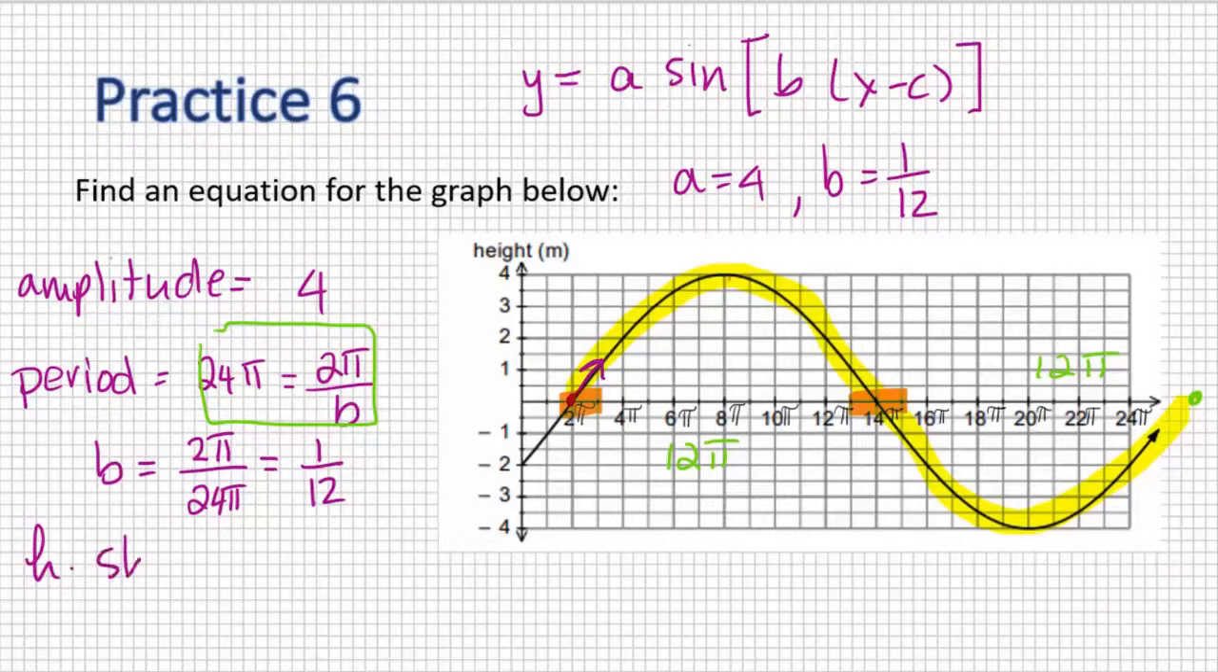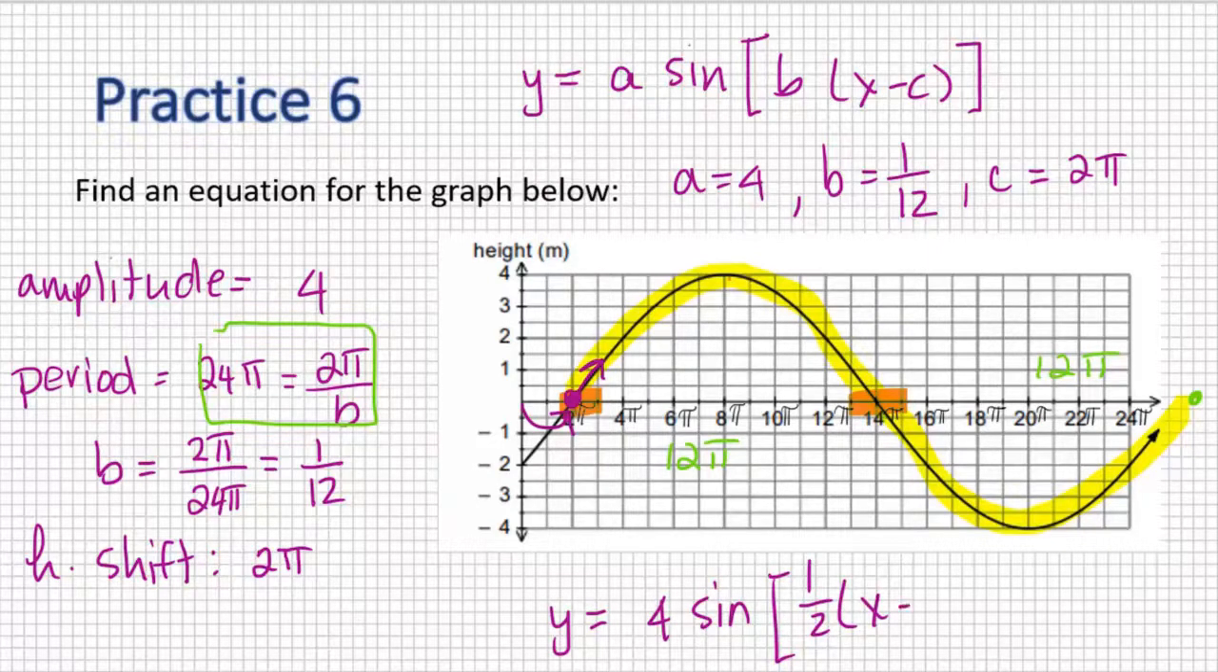And finally, the horizontal shift. Here we see that we've shifted the graph based on our starting point from 0 to 2 pi. So we have a horizontal shift of positive 2 pi, where the value of c is 2 pi. Filling in the values for a, b, and c gives us y is equal to 4 times the sine of 1/12 x minus 2 pi. And once again, that's one way to describe the graph in front of us.